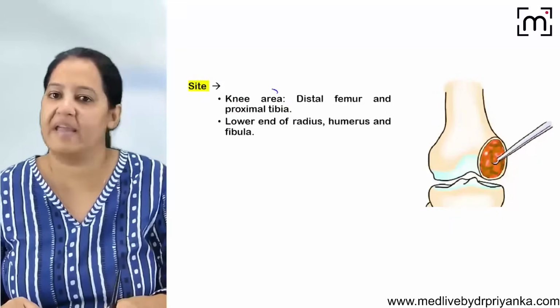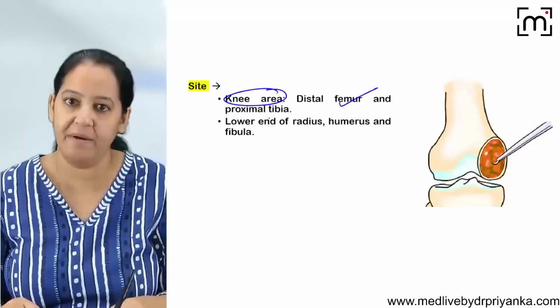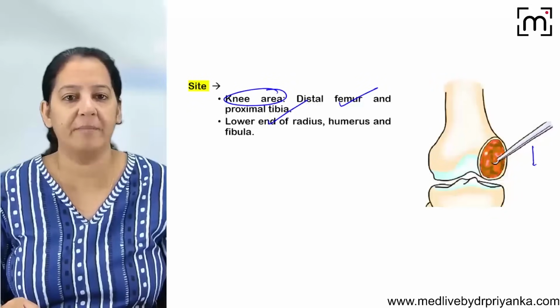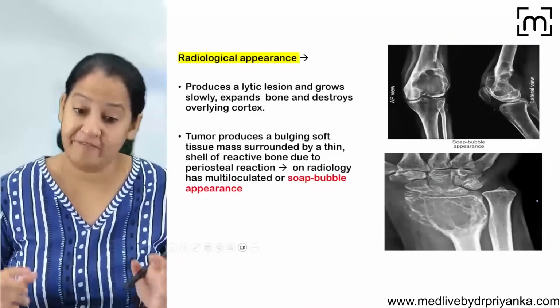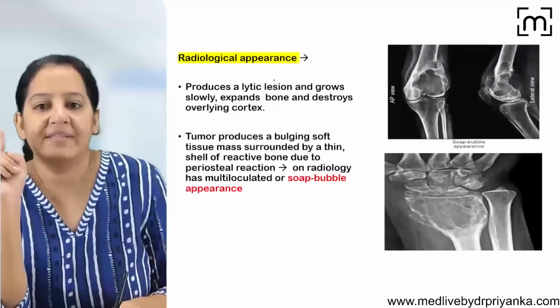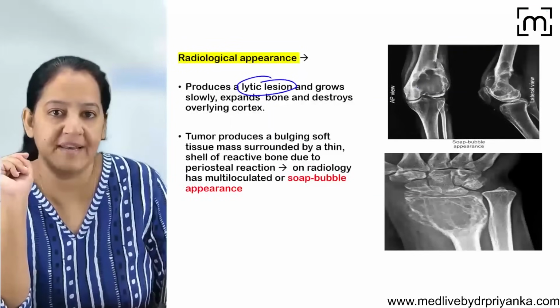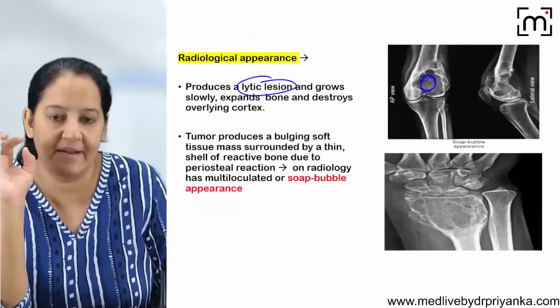Most common site, again, the knee area. Lower femur, proximal tibia. Lower femur, upper tibia. So that is the most common location. Radiology, very typical radiology. So it's a lytic lesion. Can you see? It's a lytic lesion. It arises as a lytic lesion.